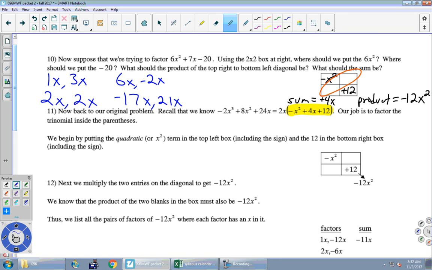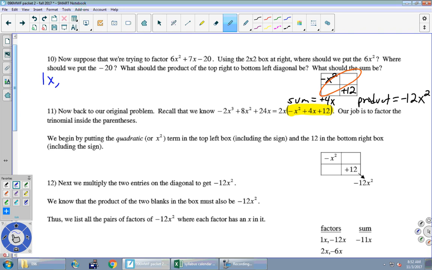How many pairs of things can I write down that add up to 4x? Infinitely many. Yes? I don't really have time to write down infinitely many things. Focusing on the sum is fruitless because there's infinitely many things that have the right sum. So don't do that. Instead, let's focus on the product.